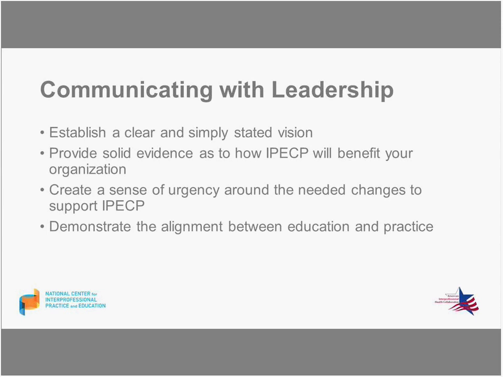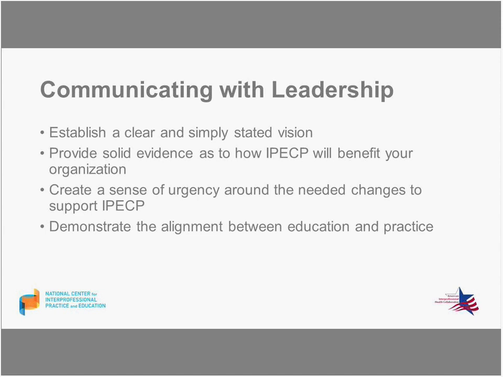Thank you, Jim. We're going to look a little bit more closely at communicating with leadership. It's absolutely critical to establish a clear and simply stated vision. We've all heard about having the team embrace a shared mental model, and that's what we're talking about.